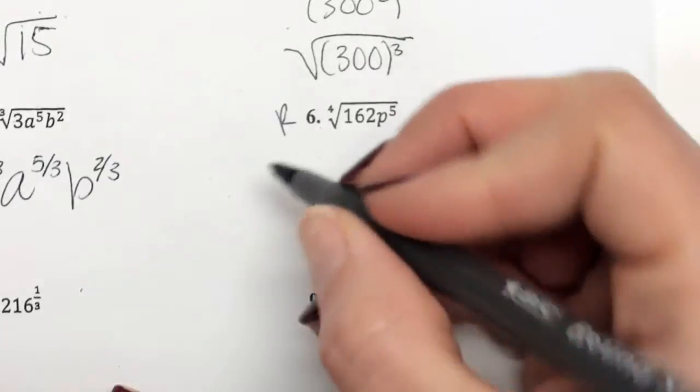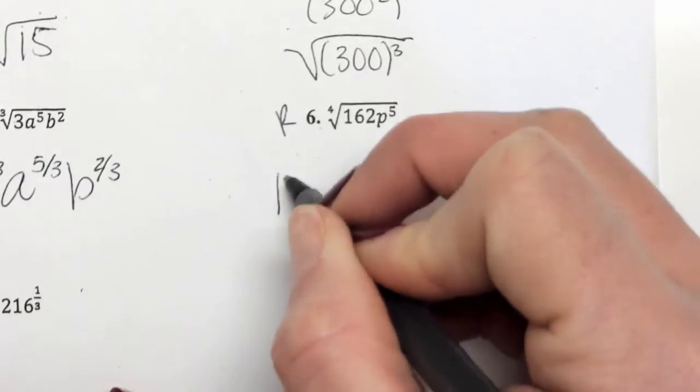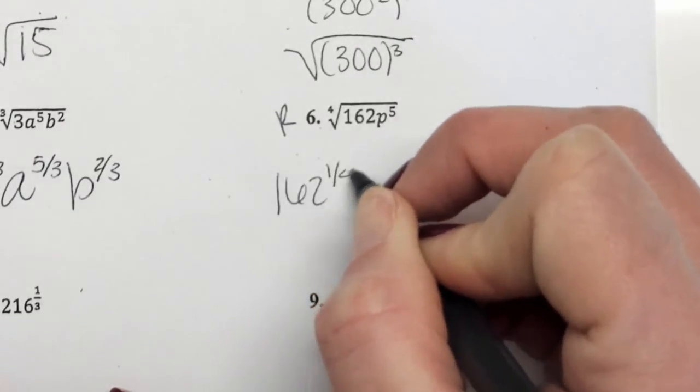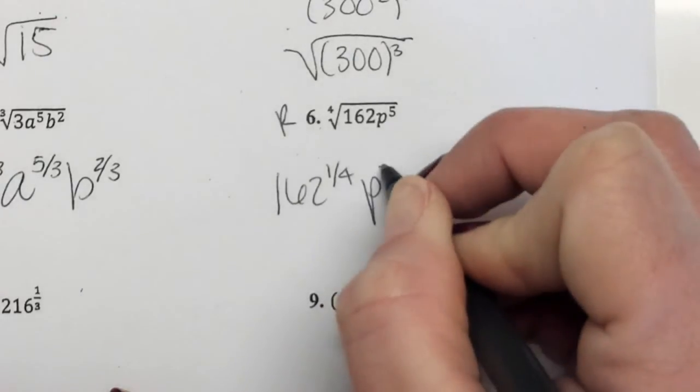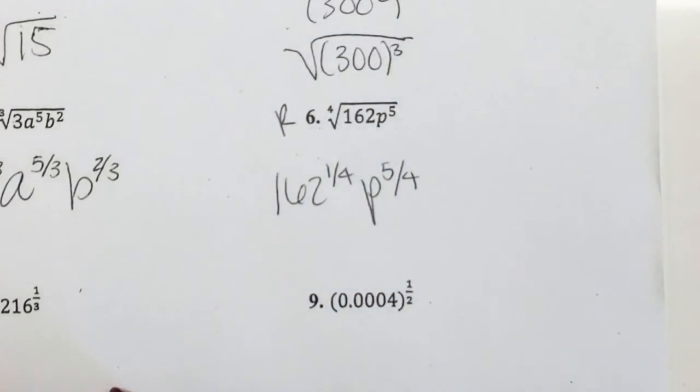Alright, Connor, tell me how to write it. 162 and 1 over 4. Perfect. And then P5. Good. So any questions about these? Very good.